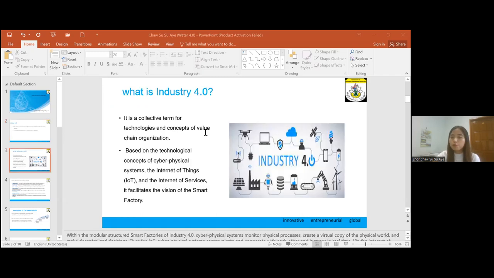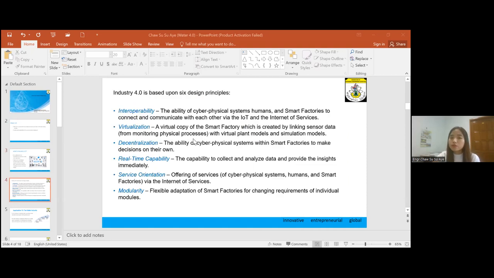So what is Industry 4.0? It is a collective term for technologies and concepts of value chain organization. Based on the technological concepts of cyber-physical systems, the Internet of Things, IoT, and the Internet of Services, it facilitates the vision of the smart factory. Industry 4.0 is based upon six design principles. The first is interoperability. This is the ability of cyber-physical systems, humans, and the smart factory to connect and communicate with each other through the IoT and the Internet of Services.